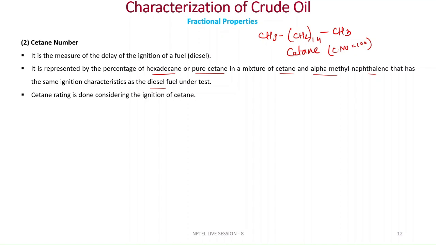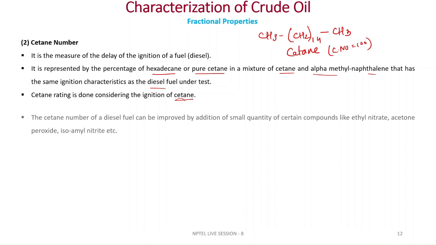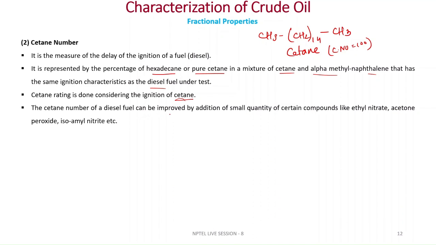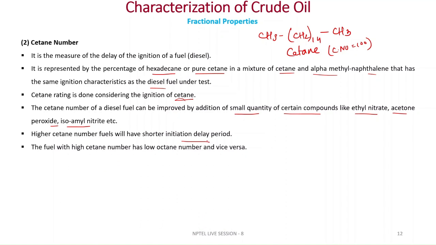Cetane rating is done considering the ignition of cetane, which has cetane number 100. The cetane number of diesel fuel can be improved by adding small quantities of certain compounds, like ethyl nitrate, acetone peroxide or isoamyl nitrite. So these can improve the cetane number. Higher cetane number fuels will have a shorter ignition delay period. Fuels with higher cetane number have low octane number and vice versa.